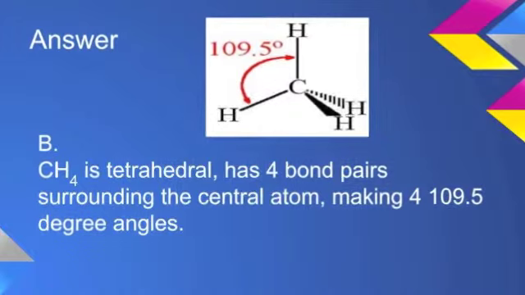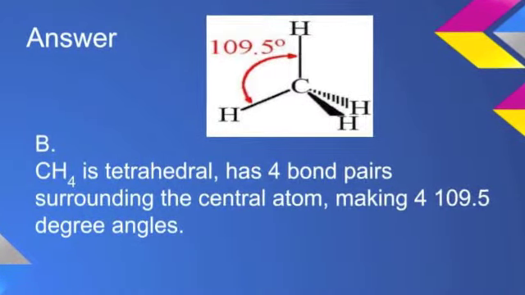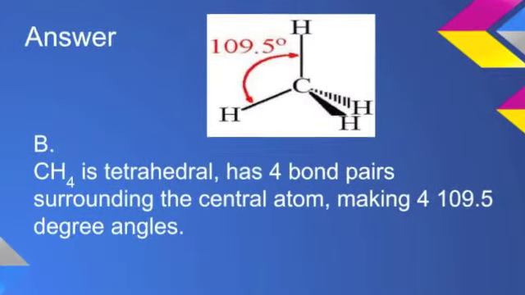CH4 is tetrahedral because there are 4 bond pairs surrounding the central atom, so they would be as far away from each other as possible, making 4 109.5 degree angles.